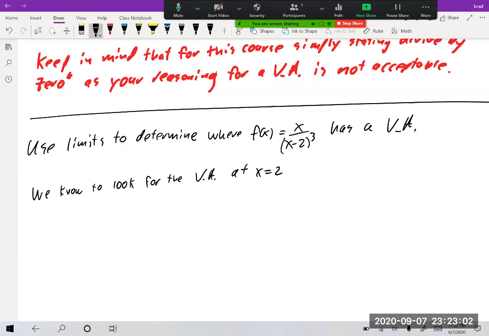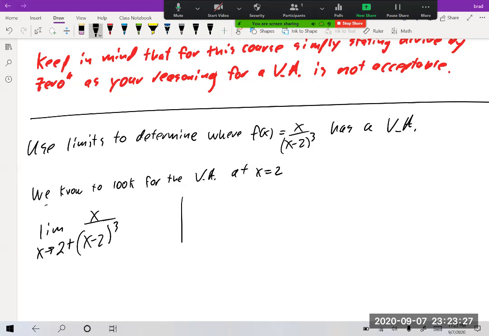So this is where pre-calculus comes in, and it tells you, oh, if you plug 2 in there, you get division by 0. So something's going on there. So now we have to determine if it's a vertical asymptote. So I'm just going to do the limit as x approaches 2 from the right of x over (x minus 2) cubed, okay? So we could use a table if you want.